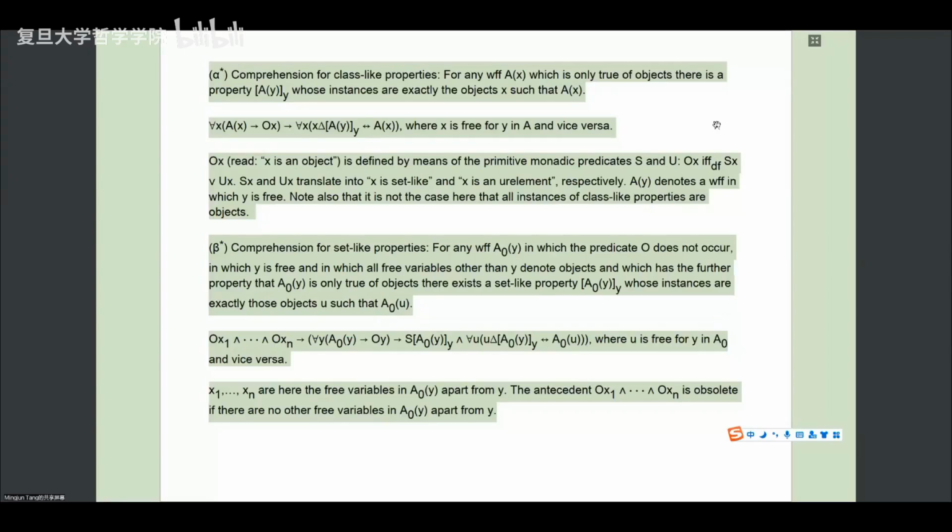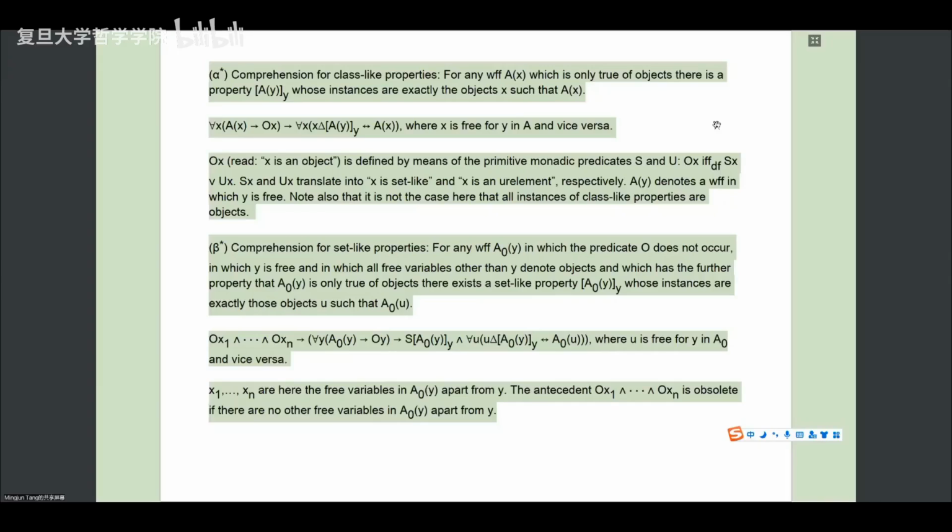But I just want to show it here. So this is the formalization. And in this formalization, x1 up to xn are the free variables in A of y apart from y. And the antecedent for x1 up to xn is obsolete if there are no other free variables in A of y apart from y.